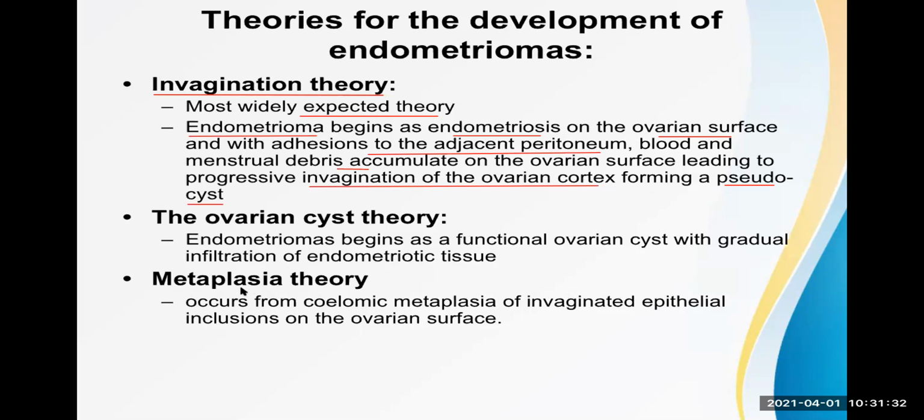One is called the metaplasia theory. The metaplasia theory says the coelomic epithelium, okay, the coelomic epithelium or the peritoneum simply converts into the endometrial tissue under the effect of hormone, mainly the estrogen again. So this is one of the theories which tells about the conversion of peritoneal cells, which is known as coelomic epithelium, into the endometrial tissue. And once endometrial tissue develops there, then it starts to bleed every month, and endometrioma will develop.